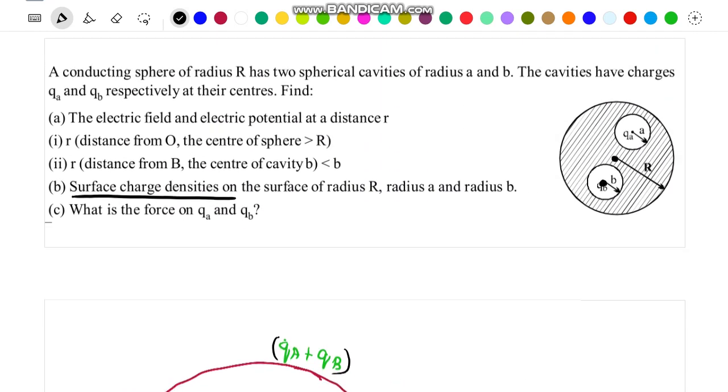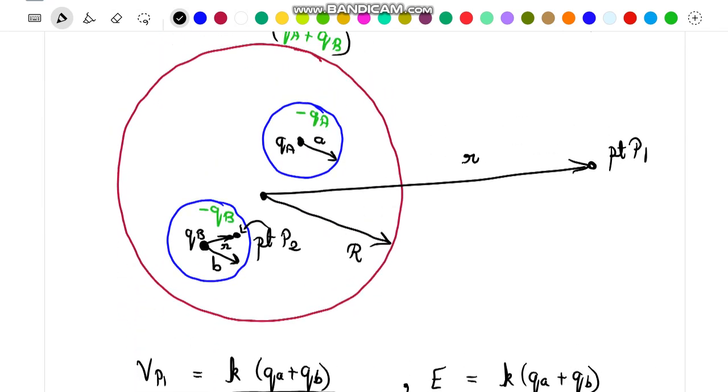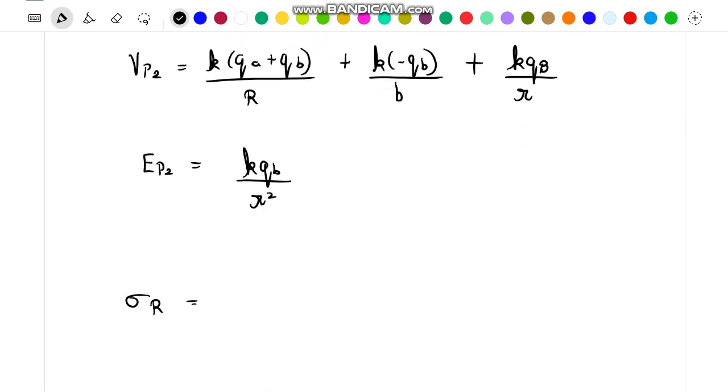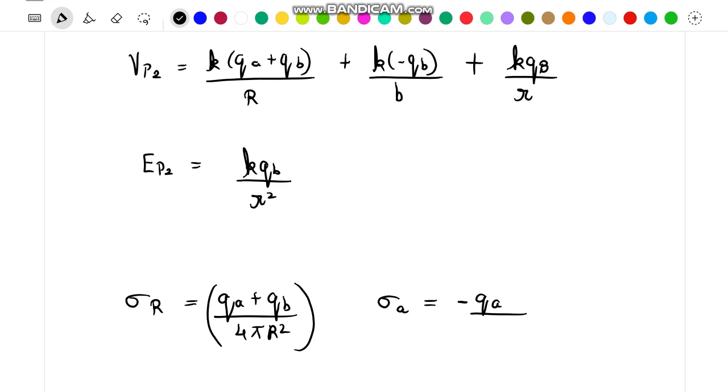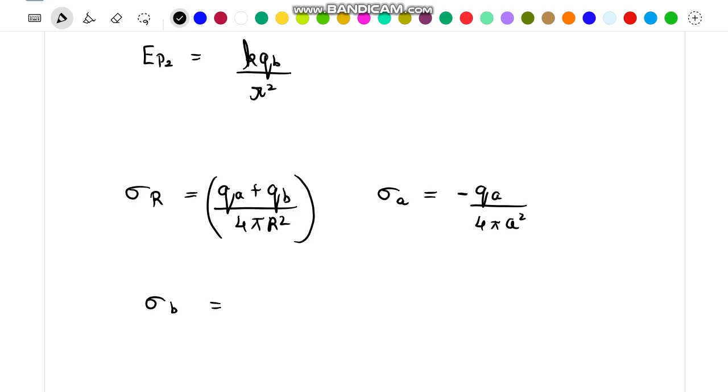And now it is again asked in the next part of the problem that we have to find the surface charge densities on the surfaces of radius R, a and b. So as we have already written the value of induced charges, we can simply write the surface charge density on the outermost surface to be equal to total charge divided by area. Similarly, surface charge density at the surface of cavity A will be charge divided by area of cavity A, and for B it will be again charge divided by area of cavity B.